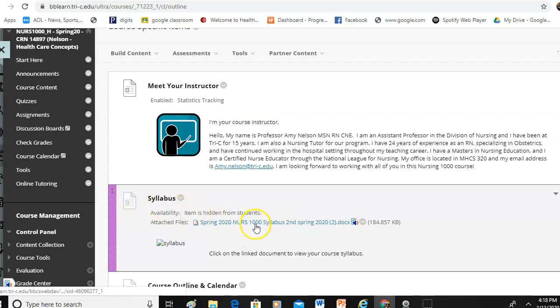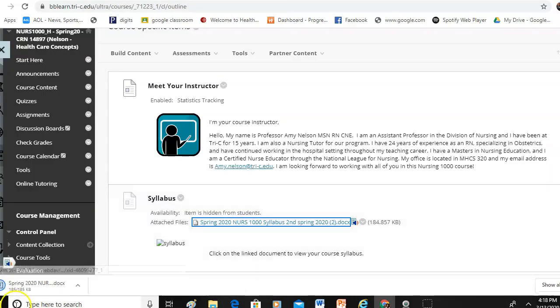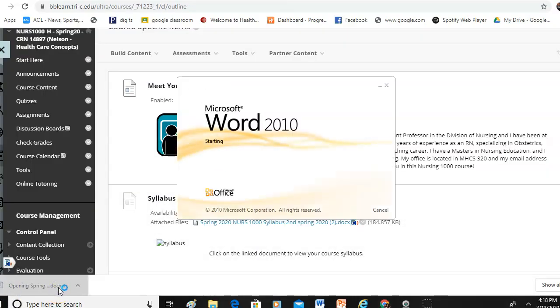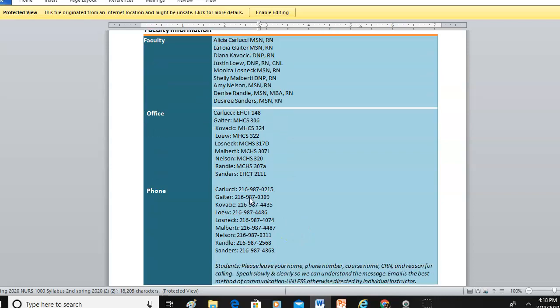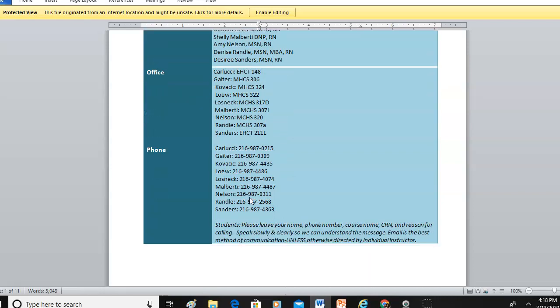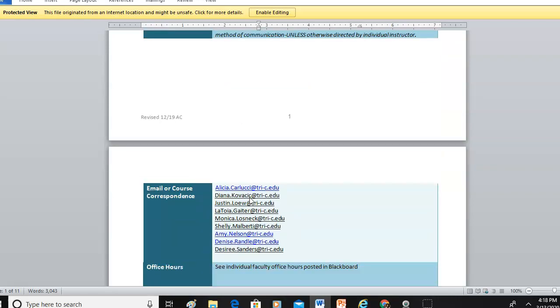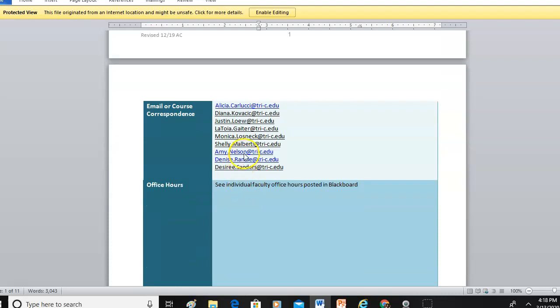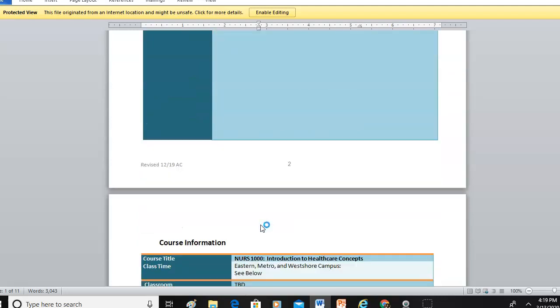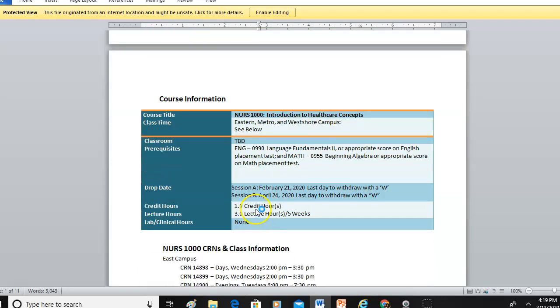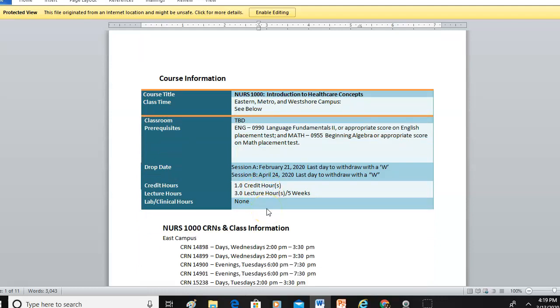Under the syllabus, you're going to click on that and open it up here, and it'll show you the syllabus for the course. These are the different instructors who teach this course and all of our information as far as our phone numbers and our offices. This is also where you would find my email address, which is right here, amy.nelson@tri-c.edu. Next thing I want you to take a look at is that this is a 1 credit hour course and it lasts for 5 weeks.